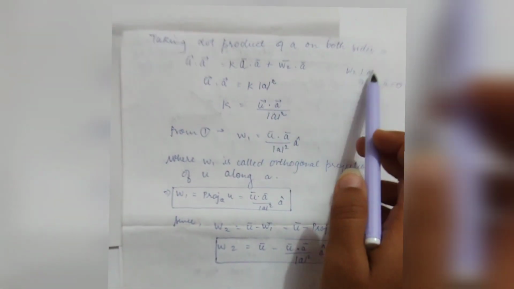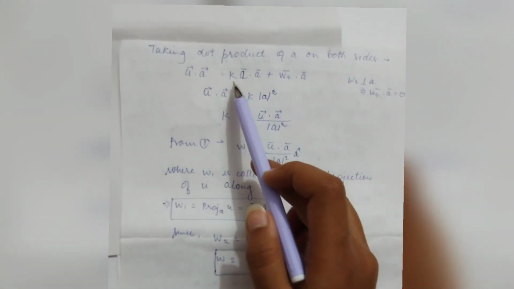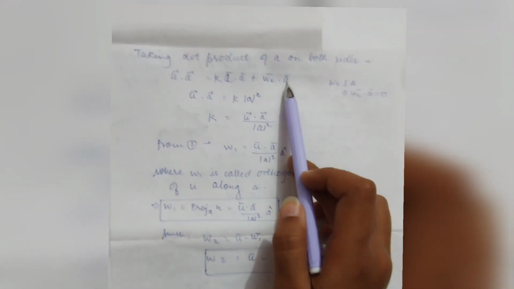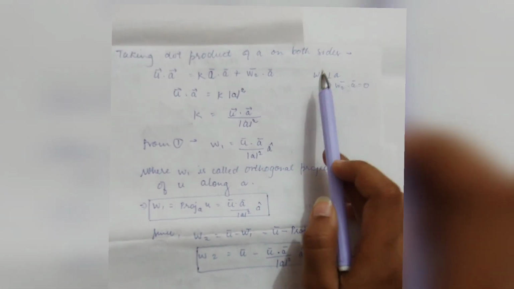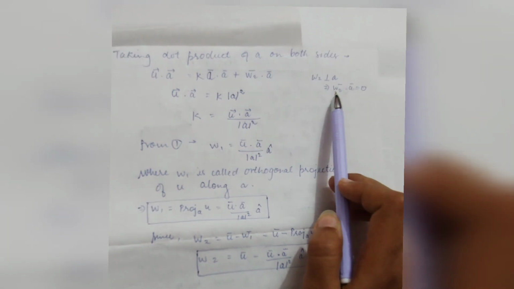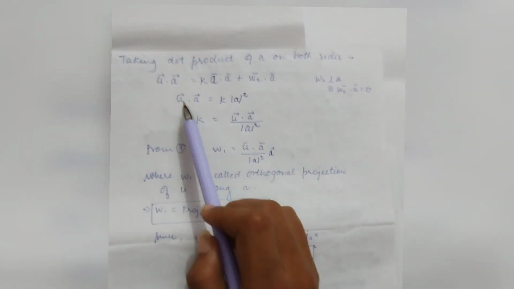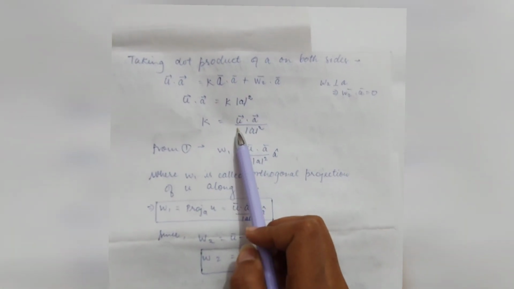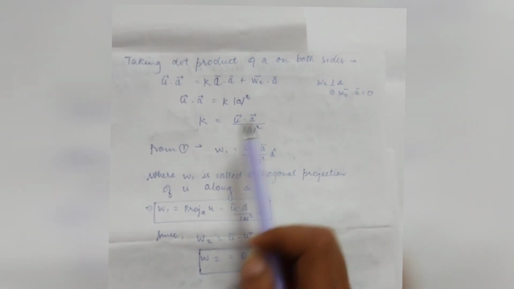On taking the dot product of a on both sides, we are getting u vector dot a vector equal to ka dot a vector plus w2 dot a vector. Since w2 is perpendicular to a, we know that the scalar product of perpendicular vectors is 0. On putting the value, we are getting k as u dot a upon a square.